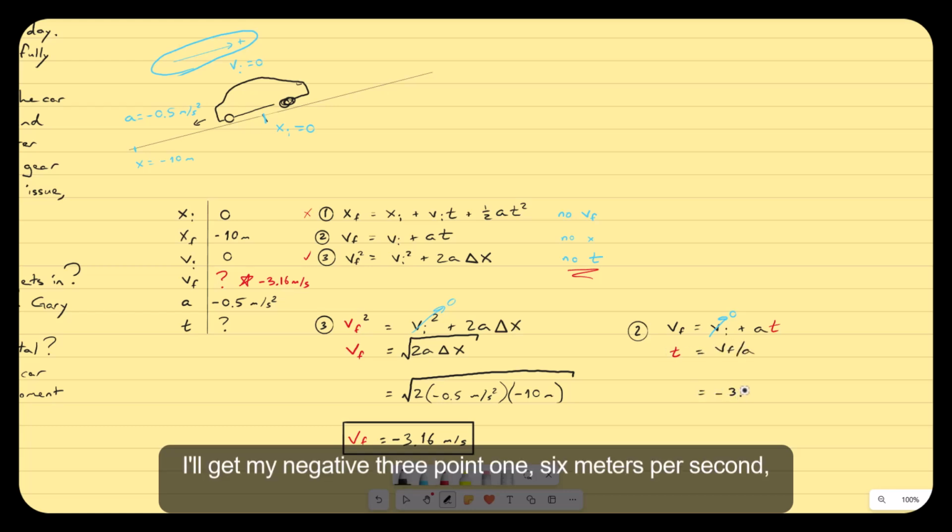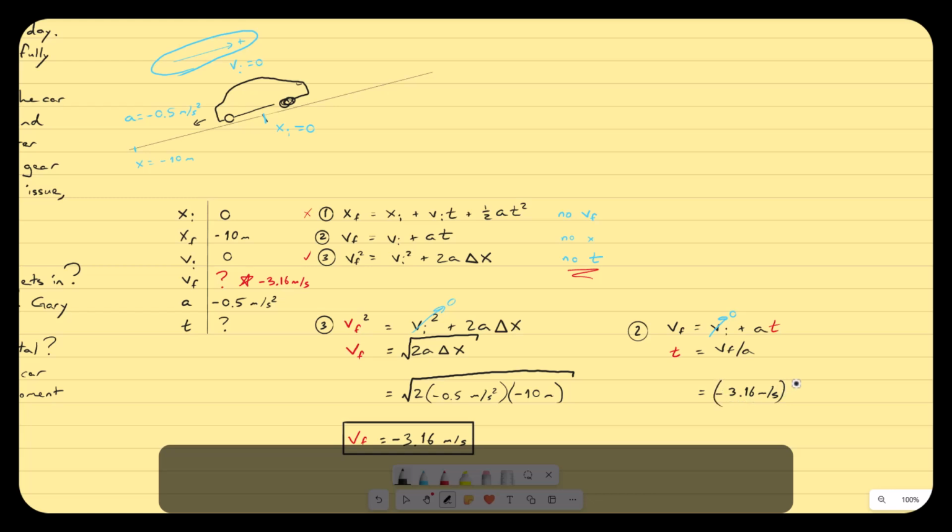I get my negative 3.16 meters per second divided by my negative half a meter per second squared. And I get 7.32 seconds for my time. So I'll put that in too.